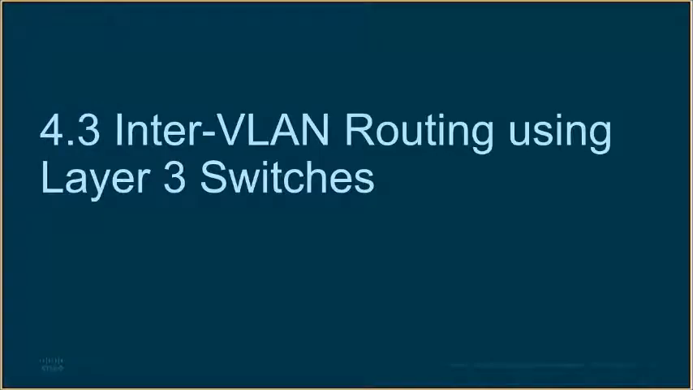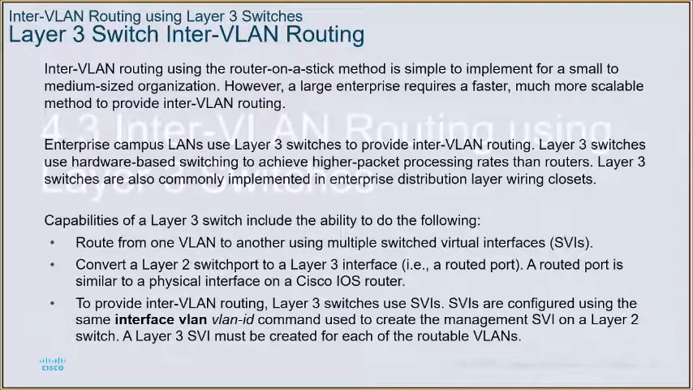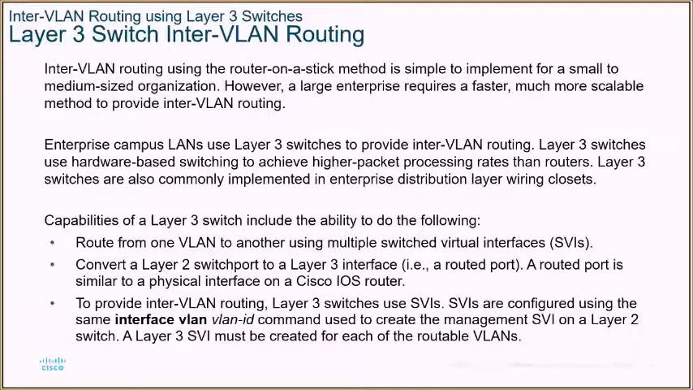Okay, so using a layer 3 switch. Of course, router on a stick is simple to implement for a small to medium-sized organization. However, a large enterprise requires a faster, more scalable method to provide inter-VLAN routing. Enterprise campus LANs use layer 3 switches to provide inter-VLAN routing. Layer 3 switches use hardware-based switching to achieve higher packet processing rates than routers. Layer 3 switches are also commonly implemented in enterprise distribution layer wiring closets.